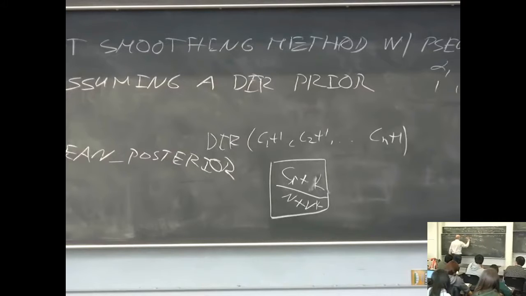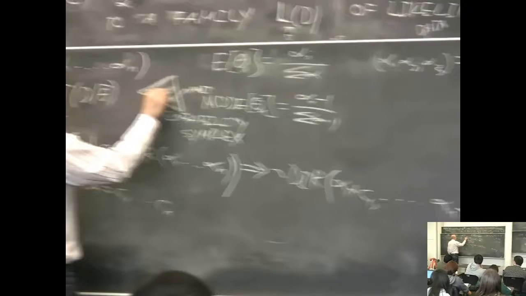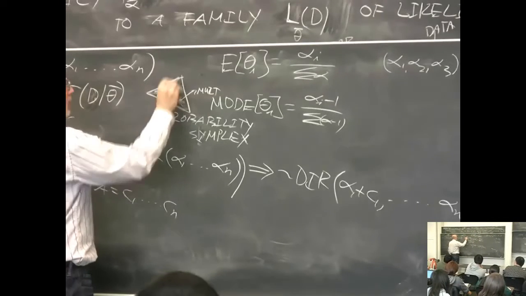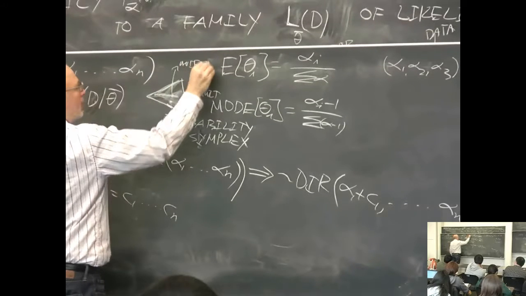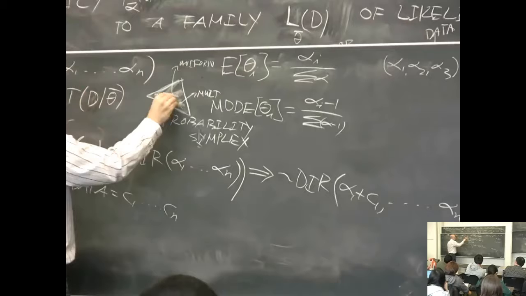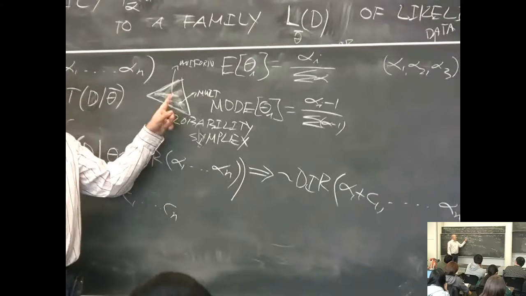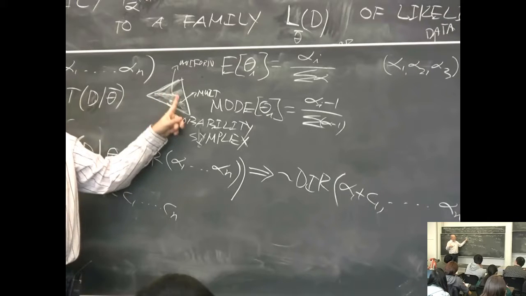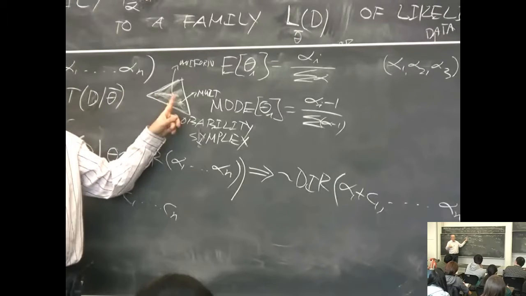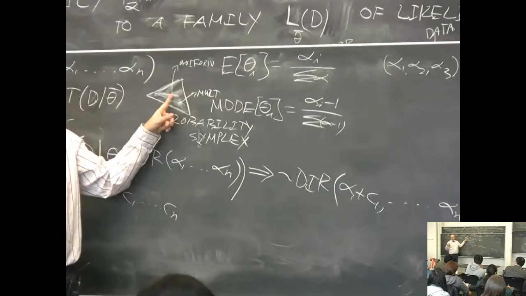So here's the simplex, and this point is the uniform distribution. If all the alphas are equal, and I'm sorry, when all the thetas are equal. Now, as you move in this probability simplex, the thetas change, right? They always sum to 1. In the center, they're all equal. They're a third, a third, a third.